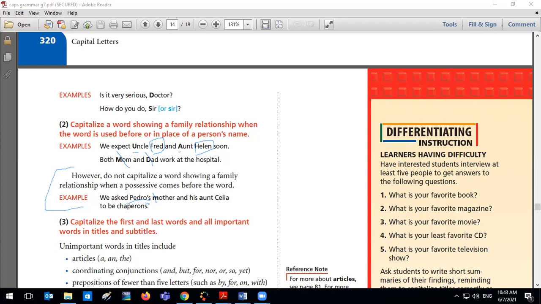Okay. So here, if it comes after a possessive noun, you must lowercase it. You cannot capitalize. Okay. His aunt Celia. If you guys pay attention to the word aunt, which is showing the family relationship, we'll see here that the word aunt is lowercased. And if we ask ourselves why, even though we do have a name, Celia, after it, however, the rule says you do not capitalize a family relationship if it comes after a possessive noun or a possessive pronoun. In this case, it's the word his.